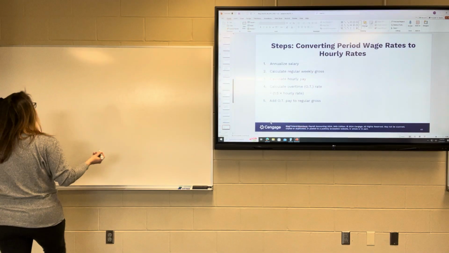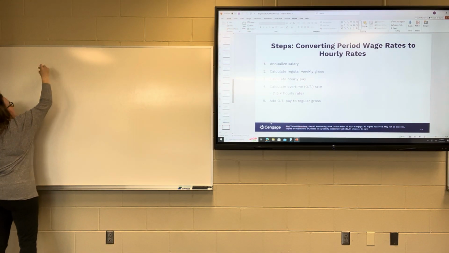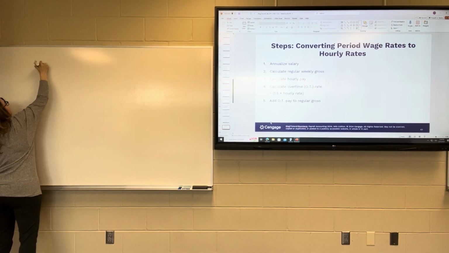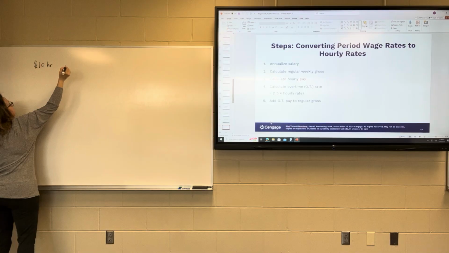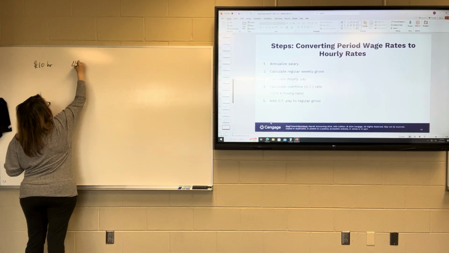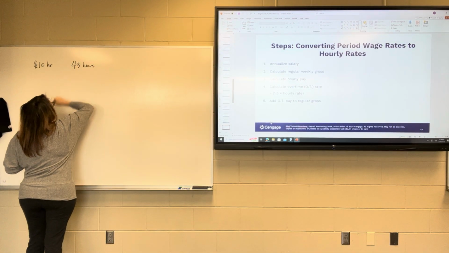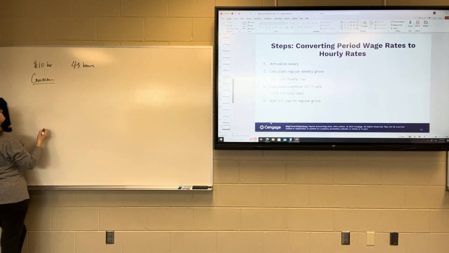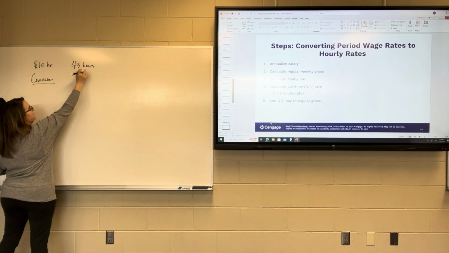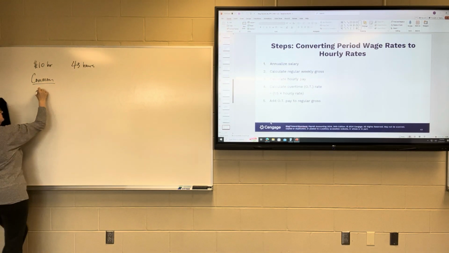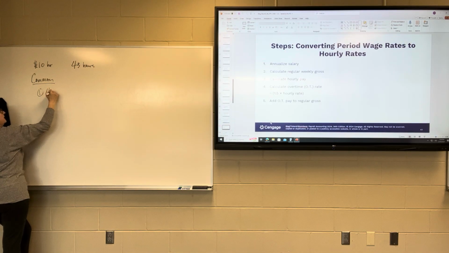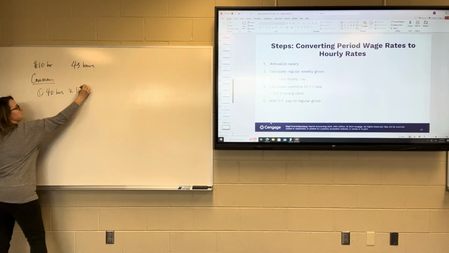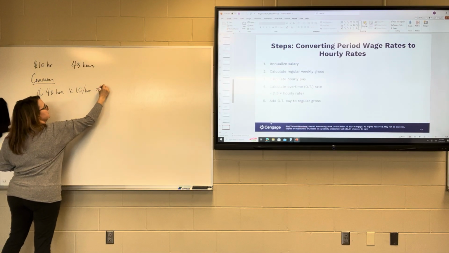Okay, so in the first one, we'll just use the same example. So $10 an hour, and the employee worked 43 hours. So in the common method, what we would do is subtract out the 3 hours of overtime. So we're going to take 40 hours times $10 an hour, 400.